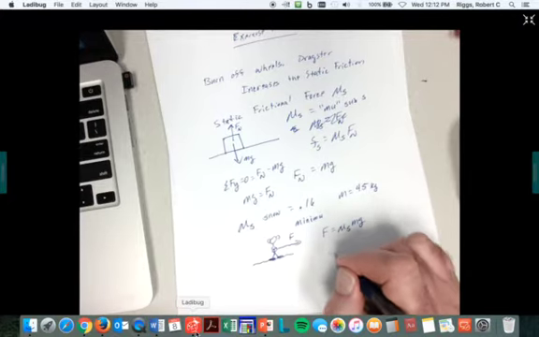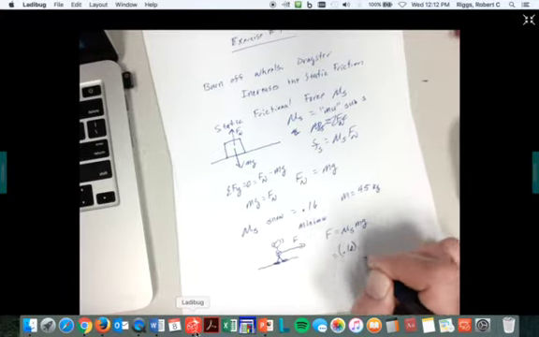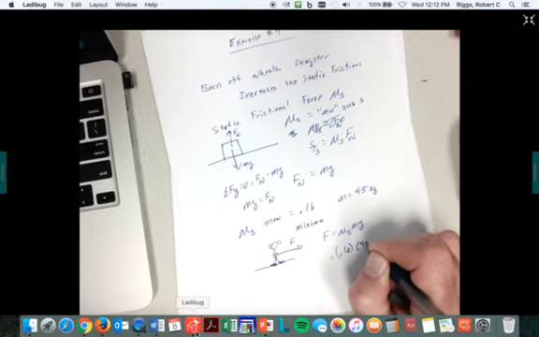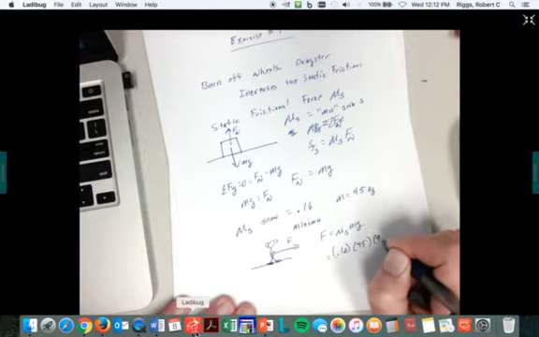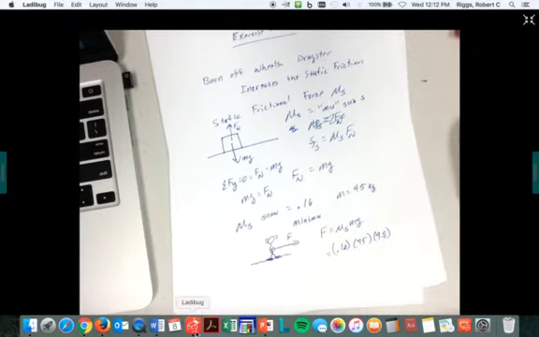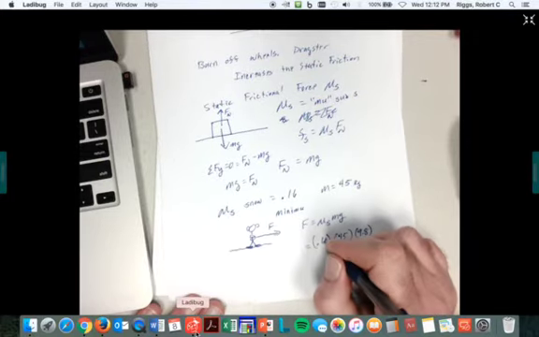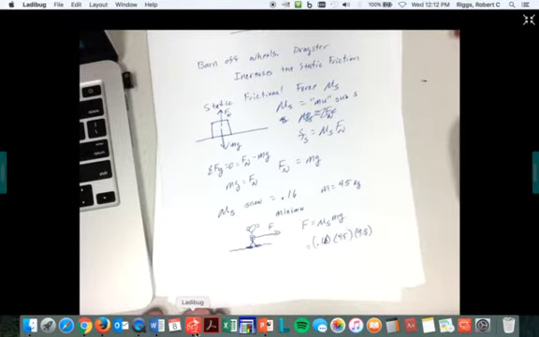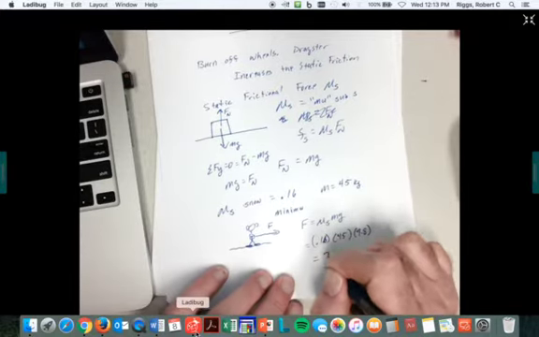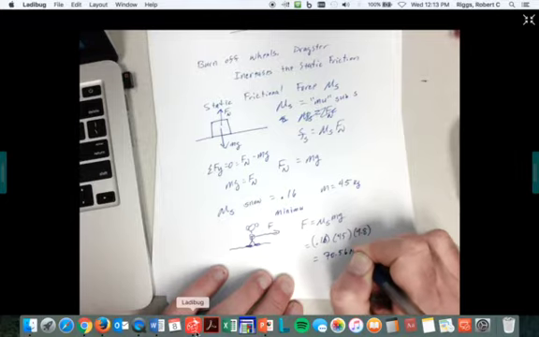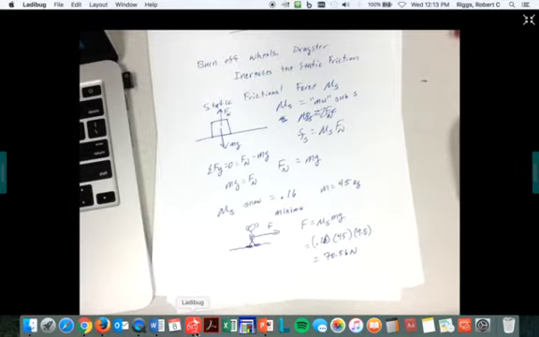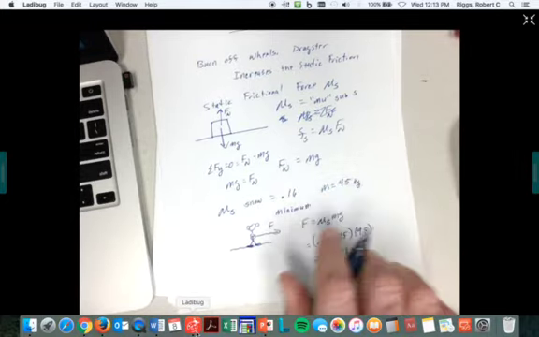So this would be 0.16 times 45 times 9.8. That's going to be the minimum force that's just going to get me to move. And that comes out to be 70.56 newtons. That's the minimum force that's going to get me to move.